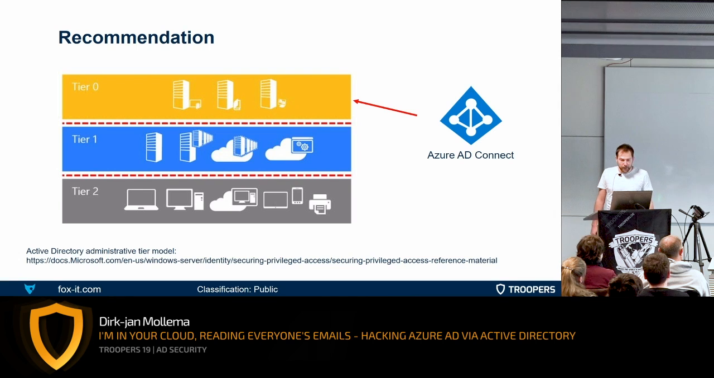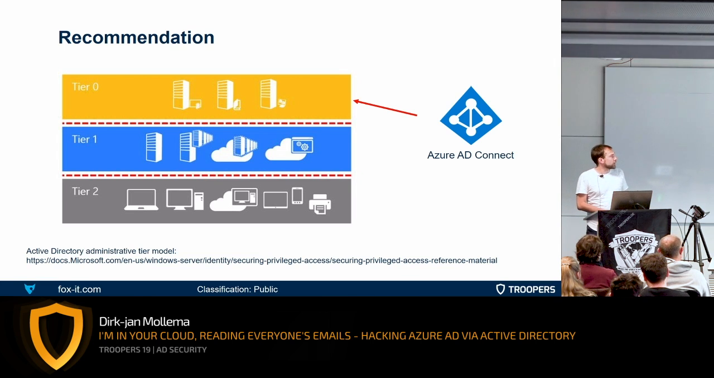So, recommendation: do protect your Azure AD Connect server like it's a domain controller, because it has the same privileges as domain controllers. And if you're using the tiering model, which already came by in a couple of talks today, definitely put the Azure AD Connect in tier 0, because it basically has god mode in your Active Directory.